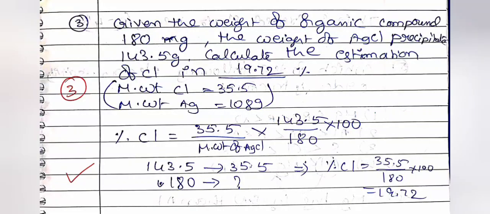The next question is based on the estimation. In recent times, frequently they are asking the estimations, especially from organic chemistry. This is Carius method. AgCl precipitate 143.5 grams they have given and the organic compound is 180 grams. And they are asking us to calculate the percentage of Cl. We have the direct formula. Just by substitution, we get 19.72 as answer. So practice more problems like this.